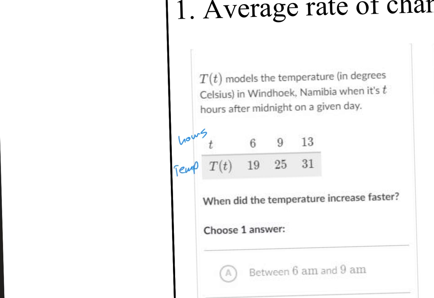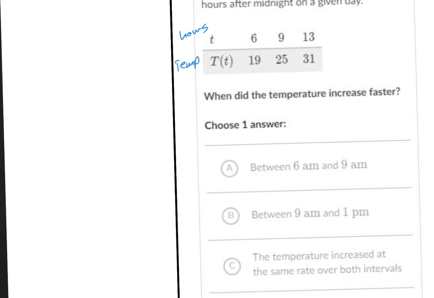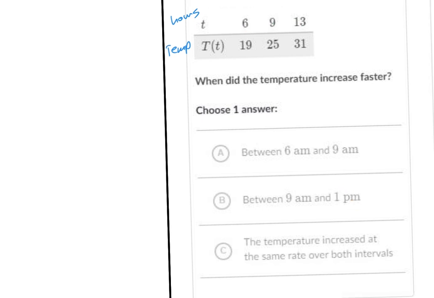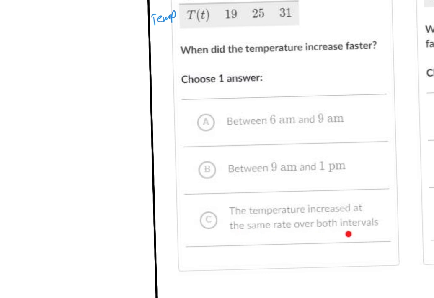All right, and what does it want? It says, when did the temperature increase faster? So now we want to look at these intervals. They're saying, did it increase the fastest from 6 to 9 or from 9 to 13? Or it says the temperature increased at the same rate over both intervals.